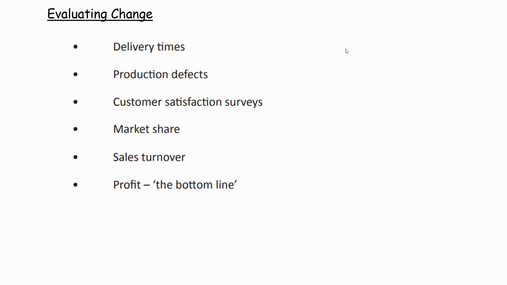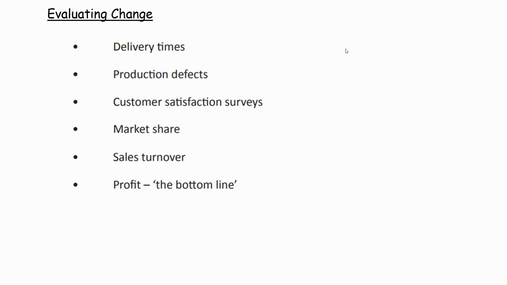Customer satisfaction surveys. So there's a whole load of changes. Just ask your customers, are they still happy with their service? Are they perhaps more happy? Are they just as happy? Market share. So have you still got as much of the market share in your market as you used to? Or has it increased if that was the point of the change? Or has it decreased if things haven't gone well?